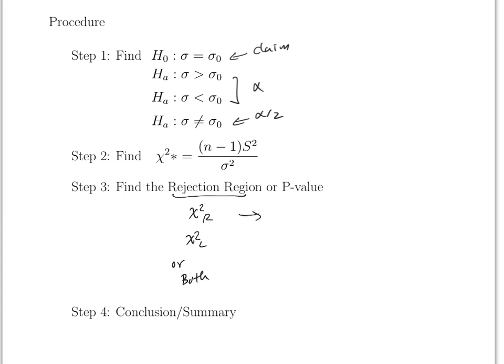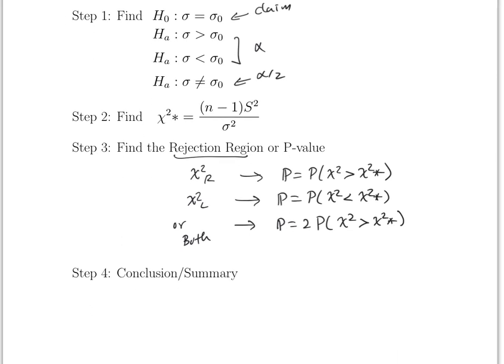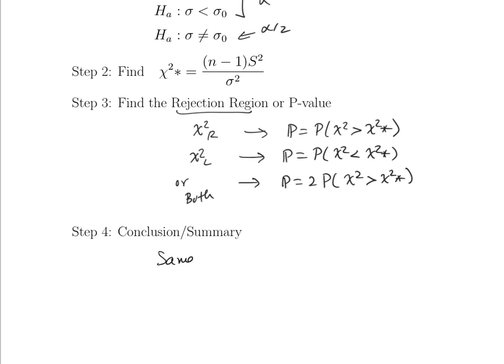And then for the p-value, if this is the case, it's going to be the probability that chi-square is greater than chi-square star. If this is the case, it's going to be the probability that chi-square is less than chi-square star. And if it is both, it's going to be twice the probability that chi-square is greater than chi-square star. Sometimes, depending on the question, this actually could also be less, but don't worry about that for now. And the conclusion is the same as before, the same as in 8.1.